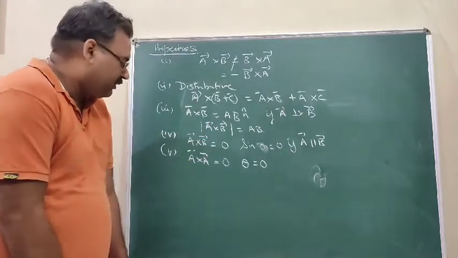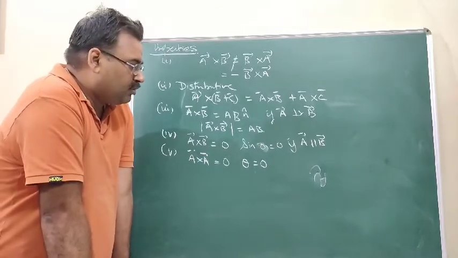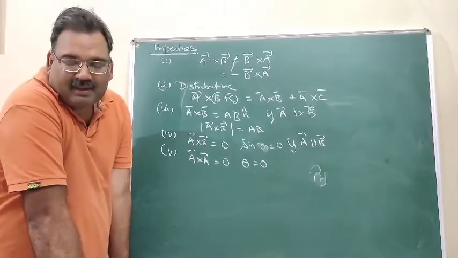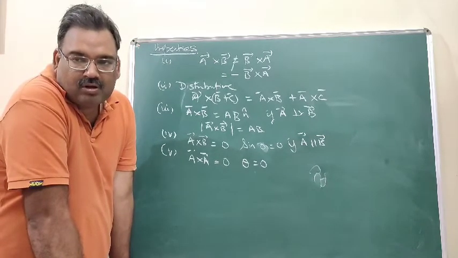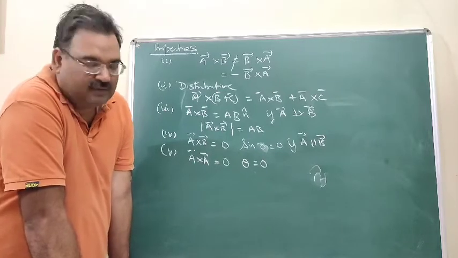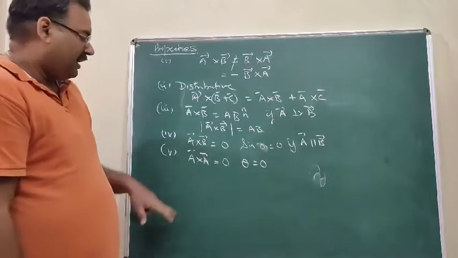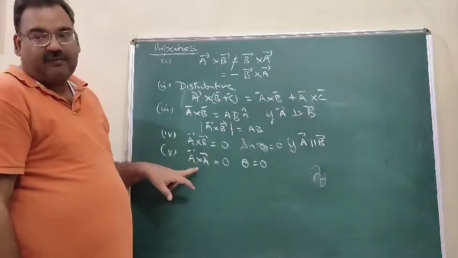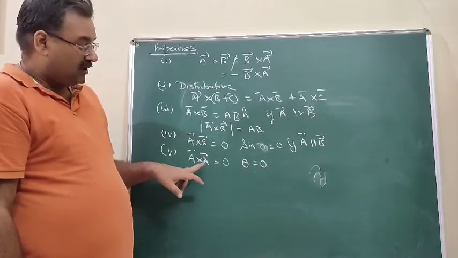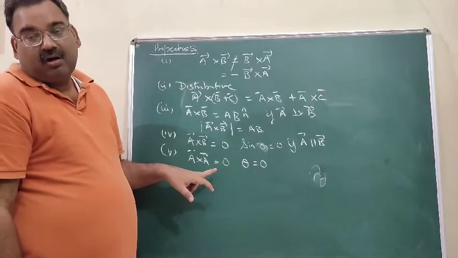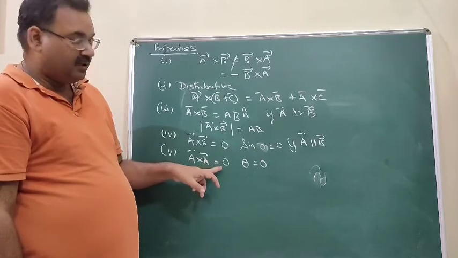Now the fourth property: A cross B is equal to 0 if vectors A and B are parallel to each other. If A and B are parallel, then the angle between A and B will be 0 and sin 0 is 0. Therefore, A cross B will be equal to 0. In the same way, if we take the self product of a vector, A cross A, the angle between them will also be 0 and sin 0 is 0. So the self cross product of a vector is 0.